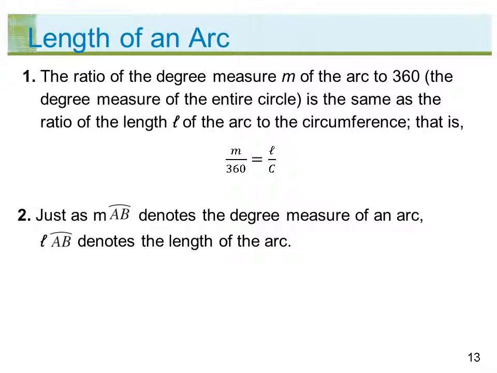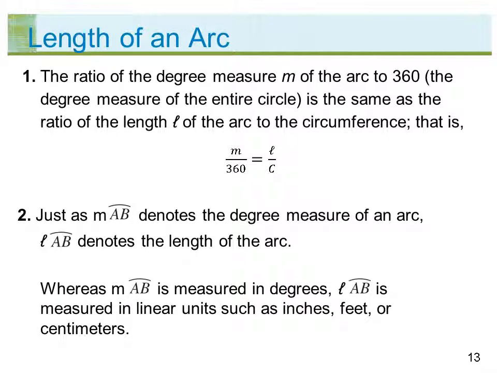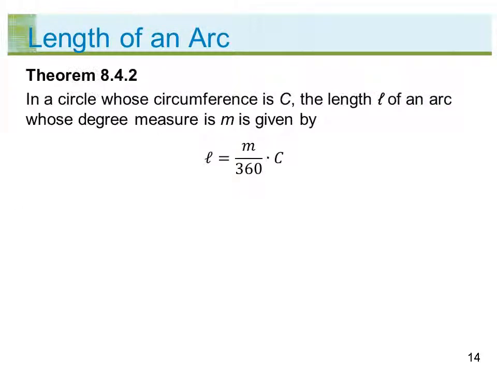Number 2. Just as m, arc AB, denotes the degree measure of an arc, L, arc AB, denotes the length of the arc. Whereas the measure of arc AB is measured in degrees, the length of arc AB is measured in linear units such as inches, feet, or centimeters. Theorem 8.4.2. In a circle whose circumference is capital C, the length L of an arc whose degree measure is m is given by L equals m divided by 360 times capital C. Note for arc AB, length of arc AB equals the measure of arc AB divided by 360 times the circumference.